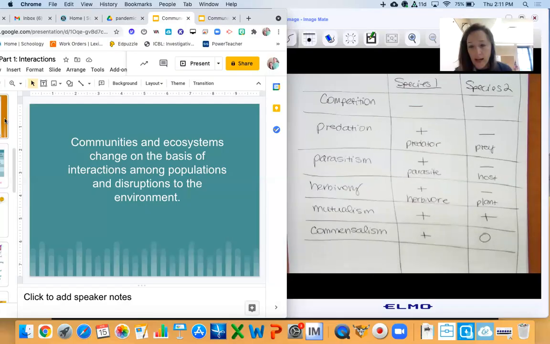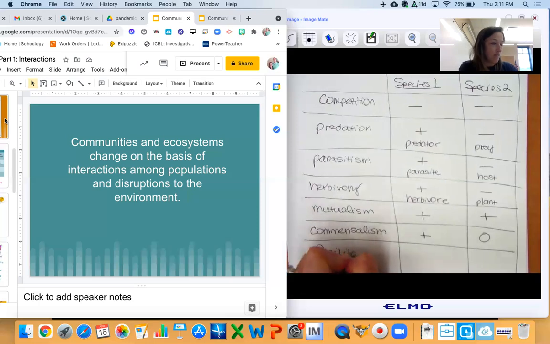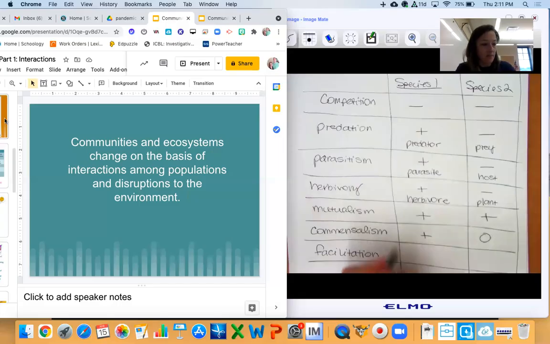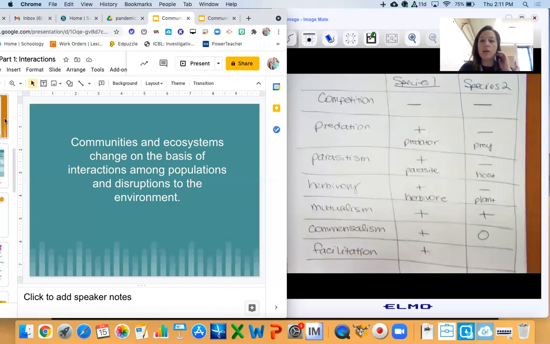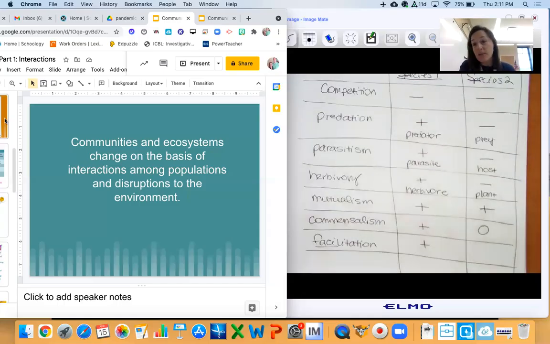All right, and then I can explain facilitation, and tell its effect on both species. So facilitation is where one species, if you know Spanish, facile means easy. And so to facilitate means to make easy. And so facilitation is a process where one organism is making life easier for the other organism.